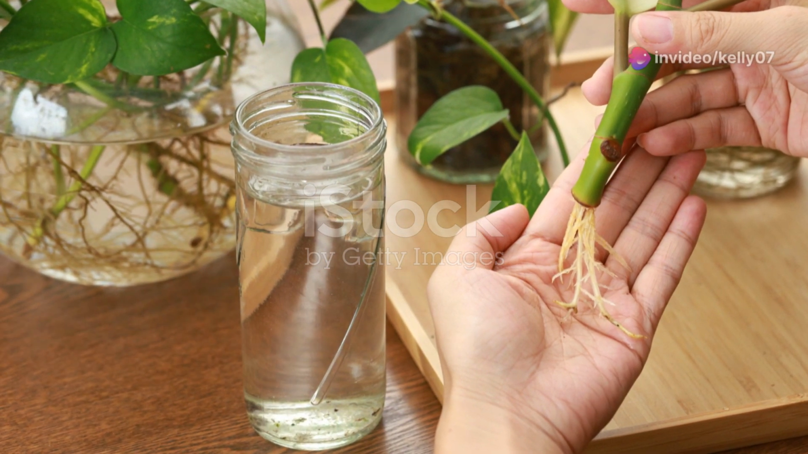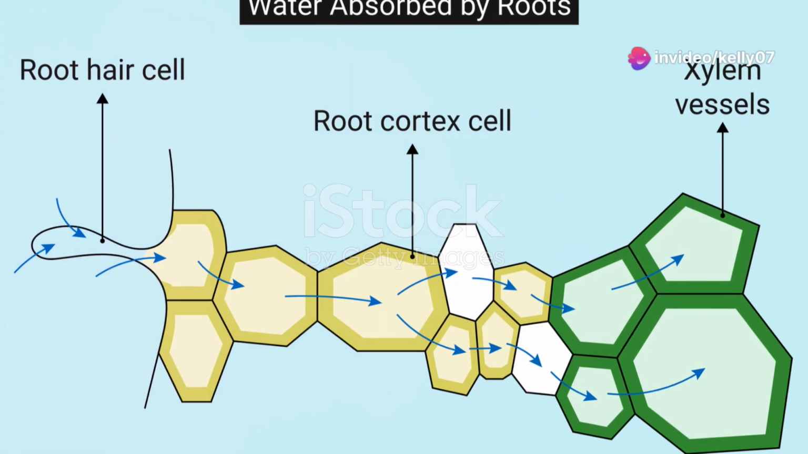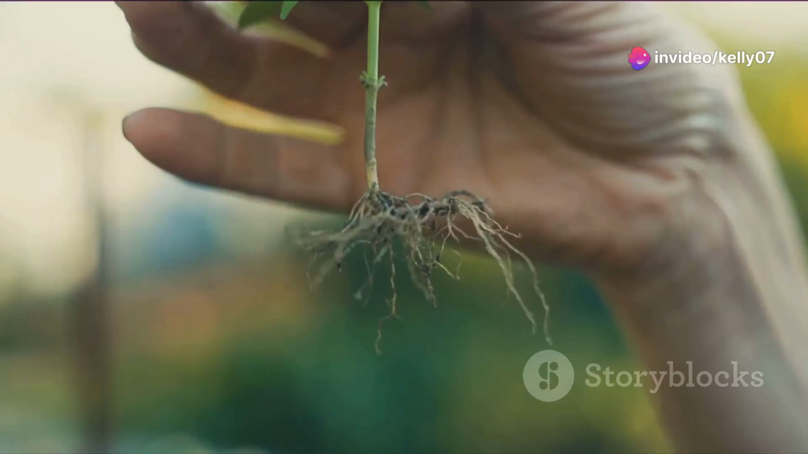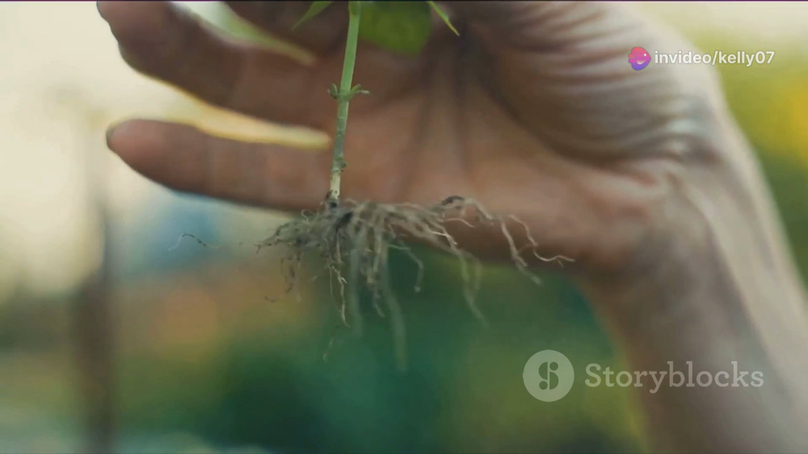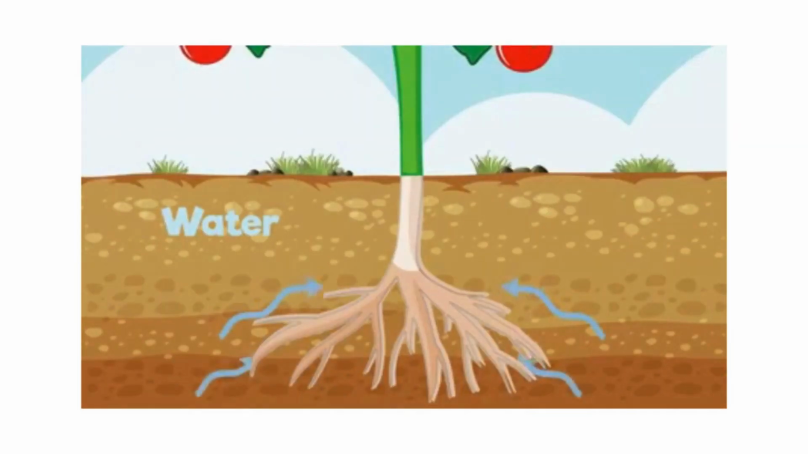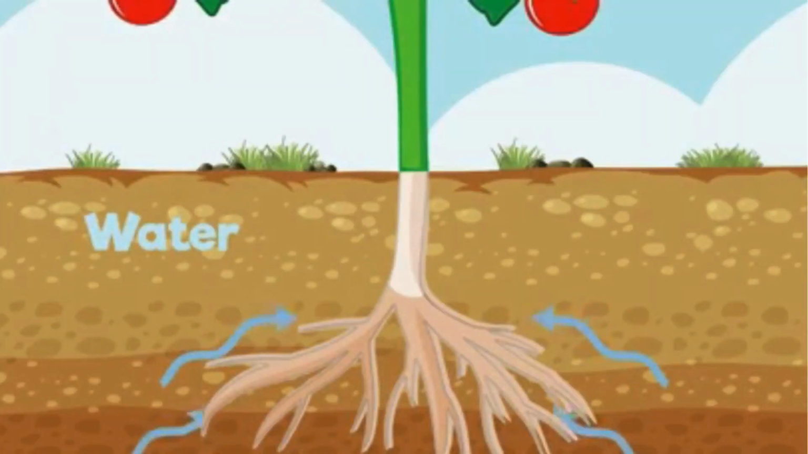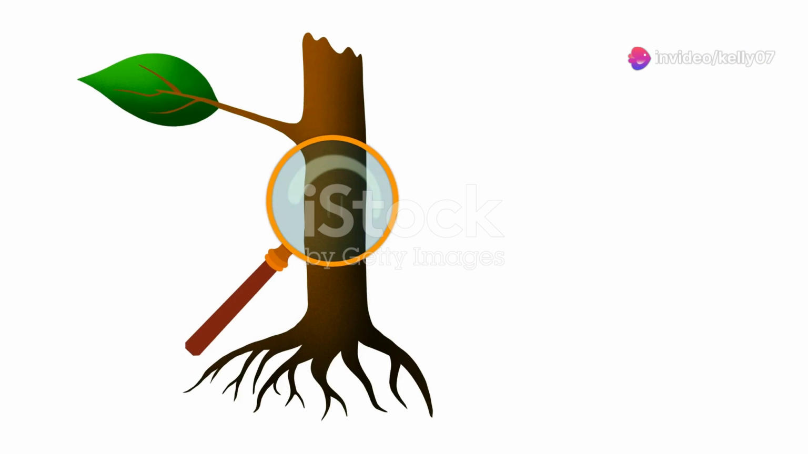Imagine the roots of a plant as a bustling water uptake hub. Here, roots absorb water from the surrounding soil, creating what is known as root pressure. This pressure isn't just about hydration, it creates a higher water potential in the roots compared to the leaves, setting the stage for a journey upwards.